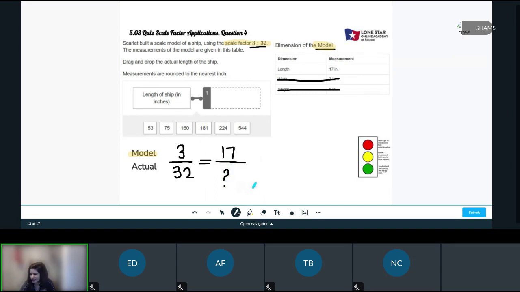Again, the numbers just don't look so compatible and nice. So in that case, the easy way is to do cross product. Multiply the two given numbers diagonally. So 17 times 32. Tell me how much you get. Then we divide by 3.